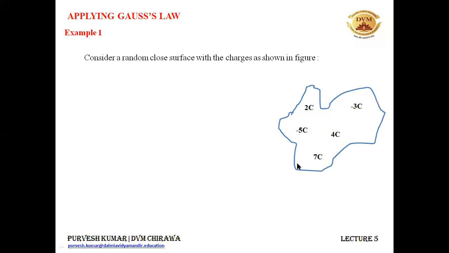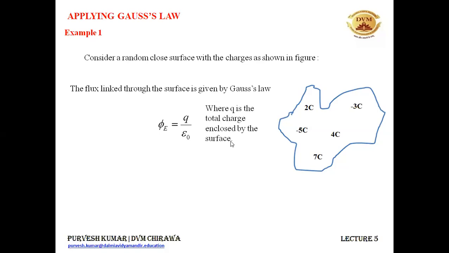All right. And it has the charges that are placed as 2 coulomb, minus 3 coulomb, 4 coulomb, 7 coulomb, minus 5 coulomb at different parts of this closed surface. We need to find the electric flux linked through this surface. So we can be using Gauss's law. The electric flux linked through the surface can easily be obtained by using Gauss's law. So that is phi E is equal to Q upon epsilon naught. And what is Q? Q is the total charge enclosed by the surface. So total charge means you need to sum all these charges.